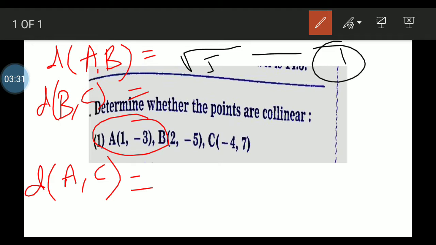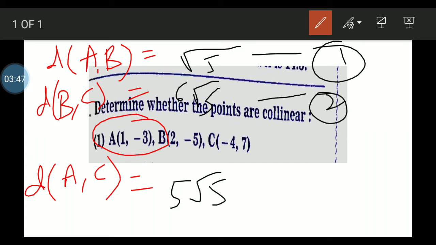Simultaneously you will be finding BC also. So in BC, if you find, you will get 6 root 5. AC, you will get the value 5 root 5. The same method by which I found AB, the same way you find BC also, then AC also. Now, from these 1, 2 and 3, I will see which is the greater one. BC is the greater one.